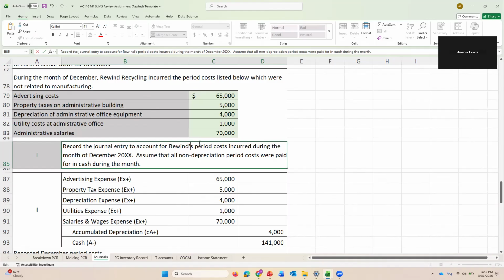So for each one of these, I would record the associated debits to that expense account. For advertising costs, I debited advertising expense. For property taxes, I debited property tax expense. For depreciation, I debited depreciation expense. For utilities, utilities expense. And for salaries and wages, salaries and wages expense.